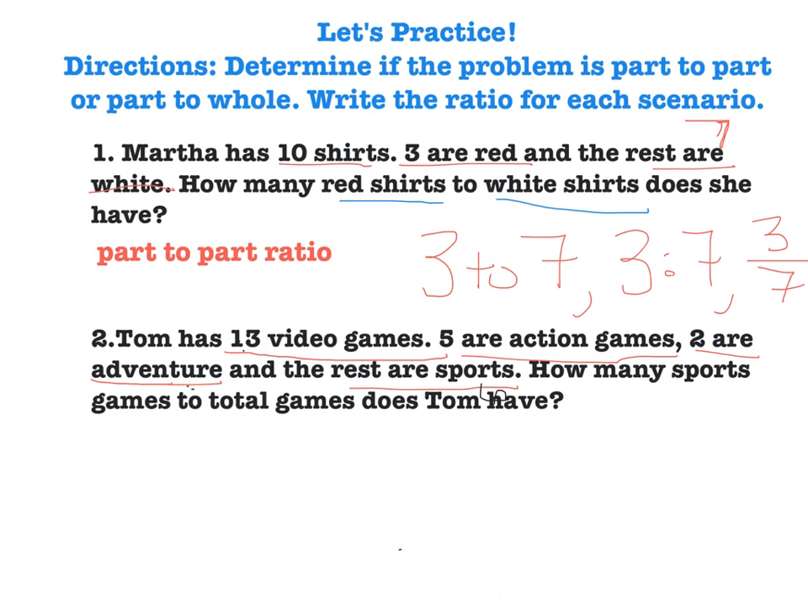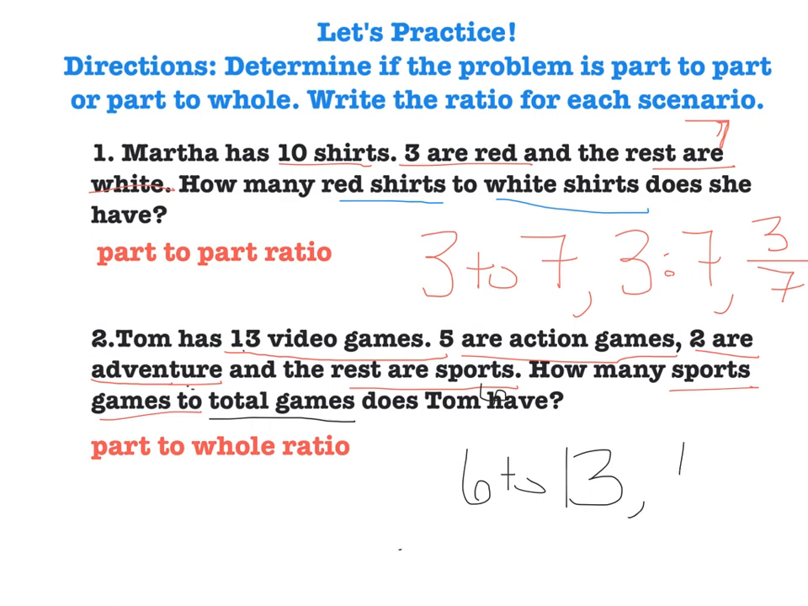So then I have to think, is this a part to part or part to whole? Well, the word total games represents a whole amount. So in this problem, it is a part to whole ratio. And we already learned that there are 6 sports, and it says sports games to total games. So that would mean I would have 6 to 13. Or you could write that as 6 colon 13. And lastly, this one is a true fraction, 6/13.